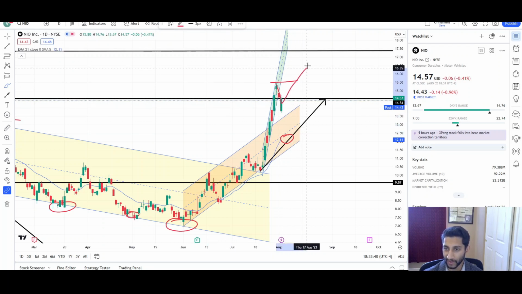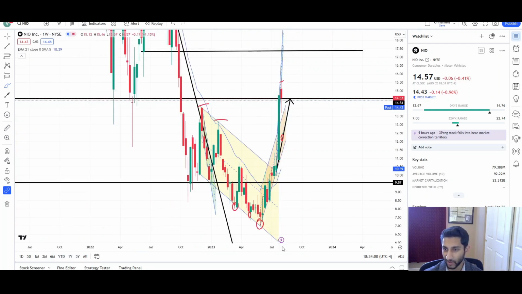Before, it could have bounced from it, but since we got below it, it's looking more likely we go lower. I'm not saying we're going to do that. We can probably still continue higher, but again, I'm looking at probabilities. I think it's on the unlikely side that NIO will continue higher from here. But I'll give you guys an update regardless. Now let's take a look at the weekly chart.